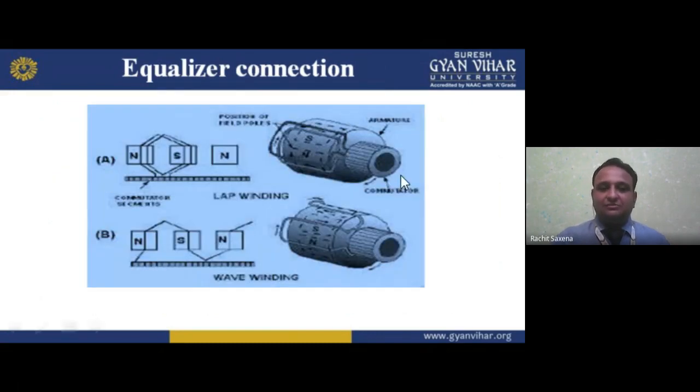Now see, this is your armature. This is the field magnets in position. Now this is the commutator. Here we have the lap winding. These are the commutator segments, like this for the lap and for the wave. For wave we have equal voltage, but for lap we can't have it equal. So we have to make equalizer connections for lap, but we don't make them for wave. So I hope you understand.